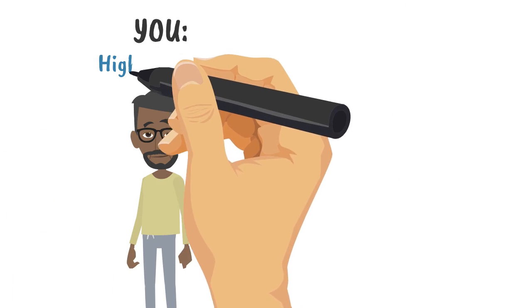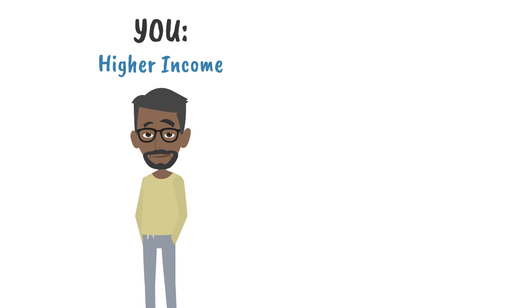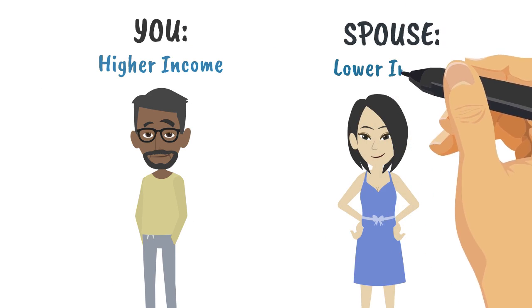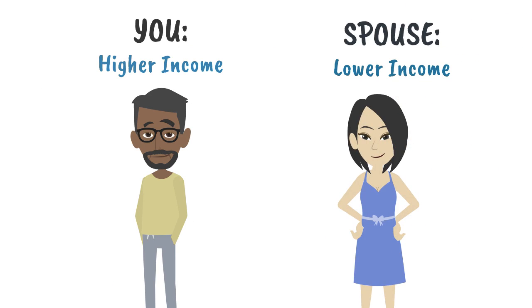Now, to make things simple, when I'm referring to you, I'm referring to the higher income earning spouse. So when I mention spouse, I'm referring to the lower income earning spouse on the account. So let's get right into the first example.